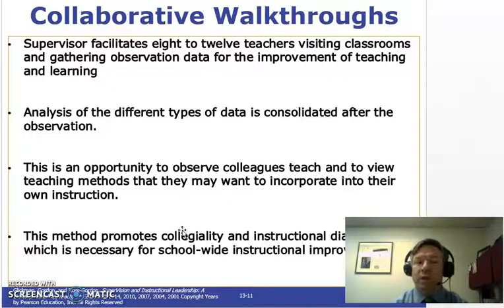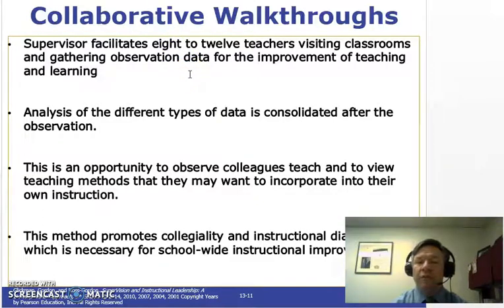One last piece I want to talk about is collaborative walkthroughs. So I'm sure you're all very familiar with the informal walkthrough. This talks about the supervisor going into several classrooms and you're trying to get a sense of what the instruction is like, collecting different types of data. So when you zoom in here on data, it can be qualitative data, but it can also be quantitative. And then for the colleagues to share their views in teaching. That would be collaborative, but also just informal.